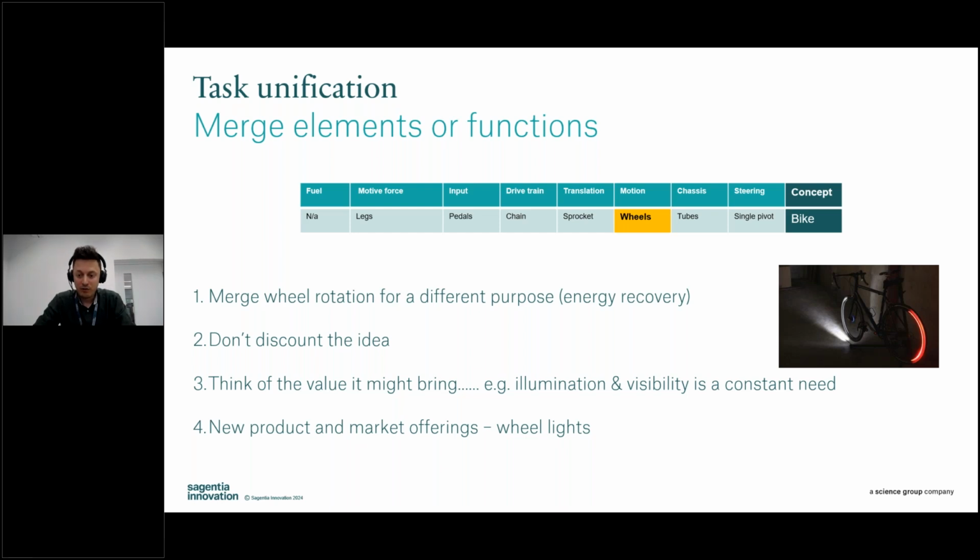Illumination with a dynamo, visibility. It's a constant need that's not ever changing. This instance is actually integrating the lights into the wheel rims themselves as they move. You get wheel lights. So again, a different type of product format, a different source of innovation.